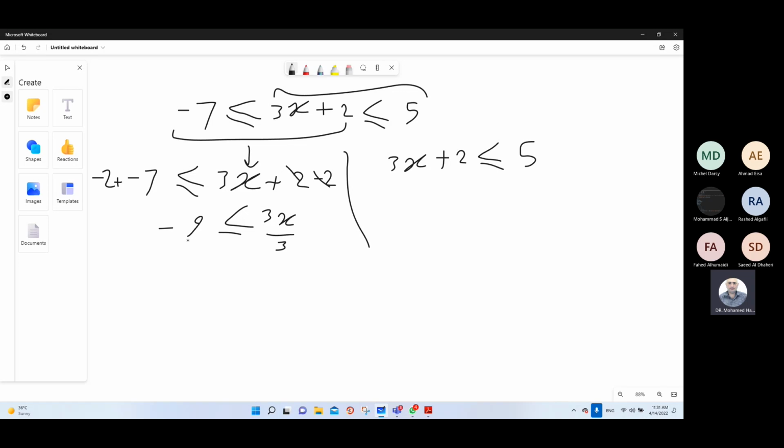We divide by 3 on both sides. 3x divided by 3 gives x, and minus 9 divided by 3 gives minus 3. This is the first solution.